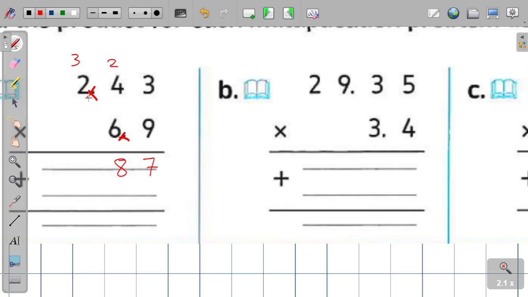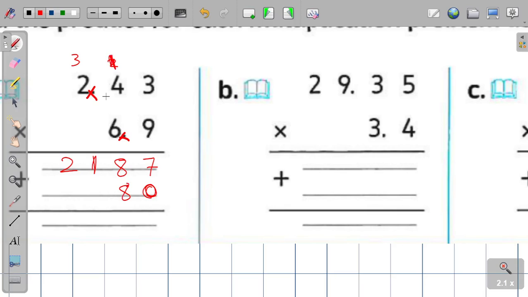9 by 2 equals 18. 18 plus 3 equals 21. So I have 21. Next, I will write 10 in the ones digit. After that, I will multiply by 6. 6 by 3 equals 18. So I will write 8 and carry up 1.